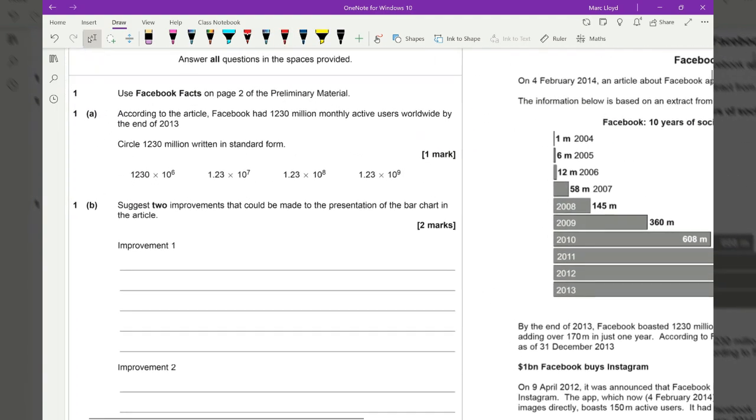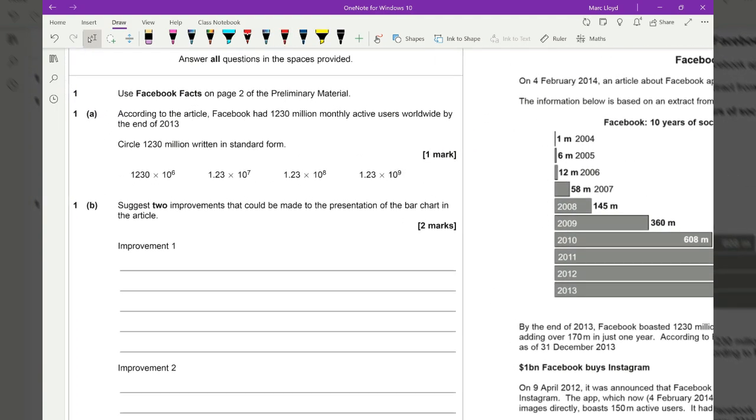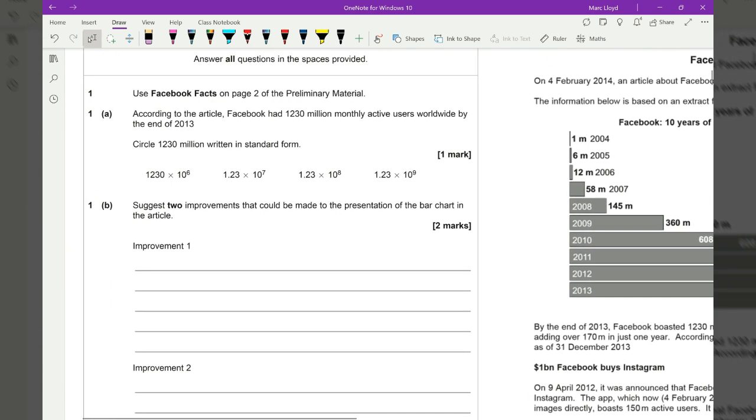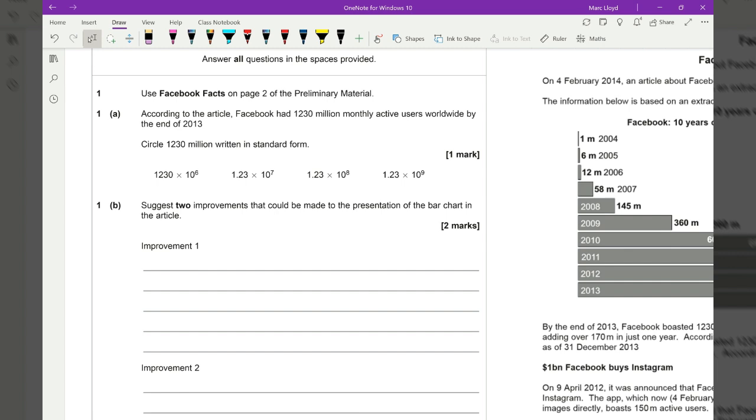So question one, use Facebook facts on page 2 of the preliminary material. I've just copy and pasted that over, so it's next to what we're looking at. According to the article, Facebook had 1,230 million monthly active users worldwide by the end of 2013. Circle this number in standard form.